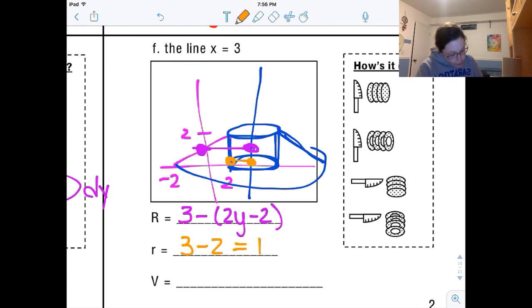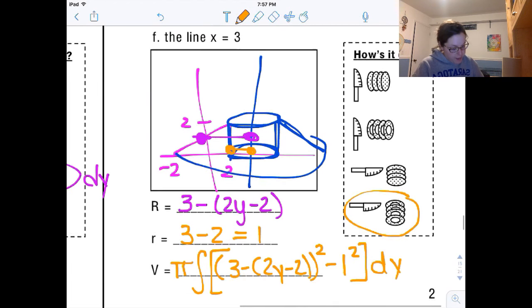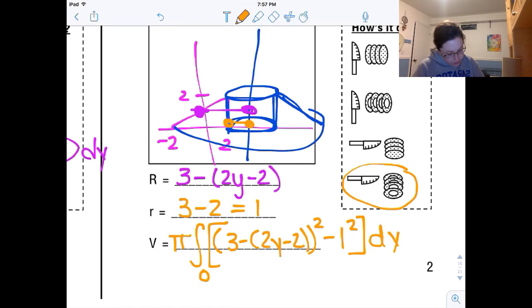So your volume here, it's a washer, and we're slicing it with respect to y, right? Would be your outer radius squared. So (3 minus (2y minus 2)) squared minus your inner radius squared, dy. And we're going on dy, so this would be going from 0 to 2.